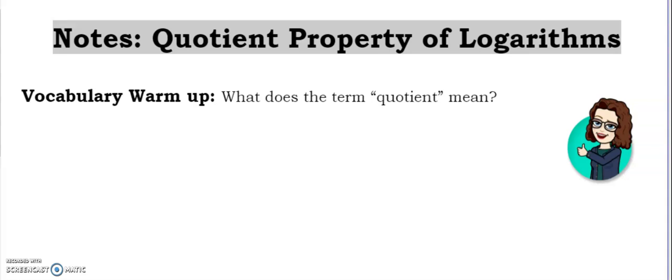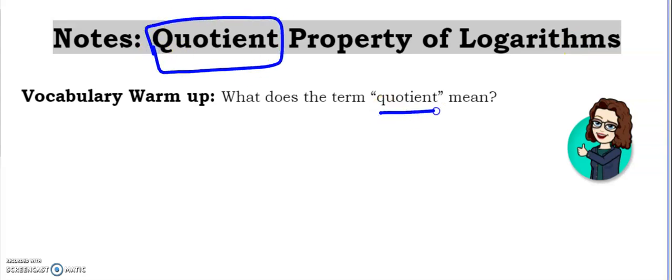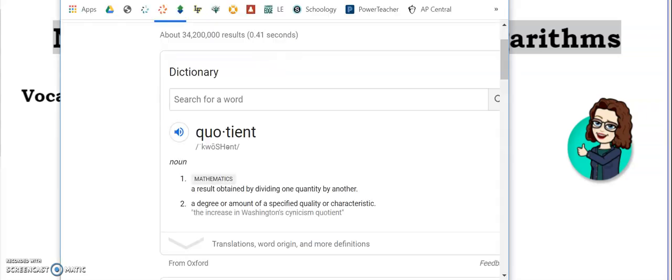All right, today we're going to be talking about the quotient property of logarithms. So to get us started, we know that property of logarithms will have something to do with logs, but let's talk real quick about what the word quotient means. Take a second, see if you can think of something, maybe jot something down, and I will provide our Google search for us. So a quotient is the result obtained by dividing one quantity by another.